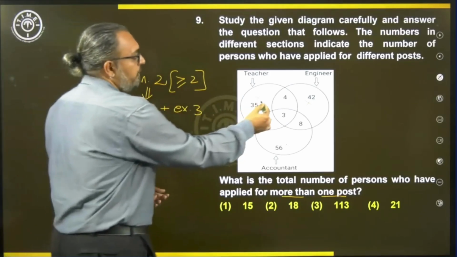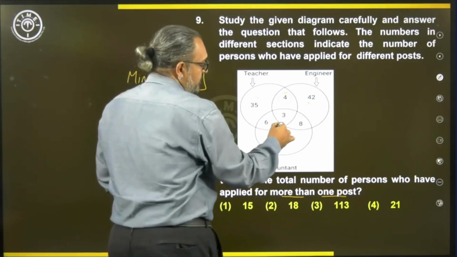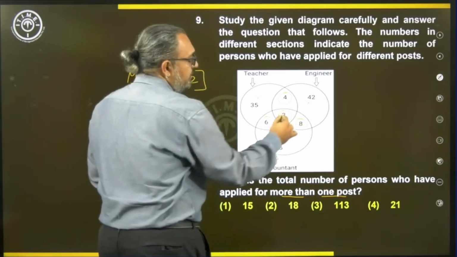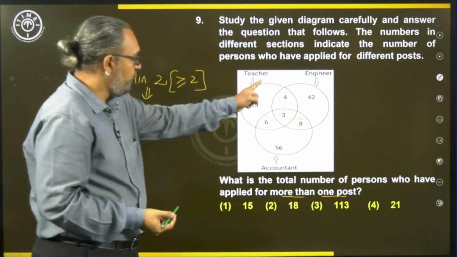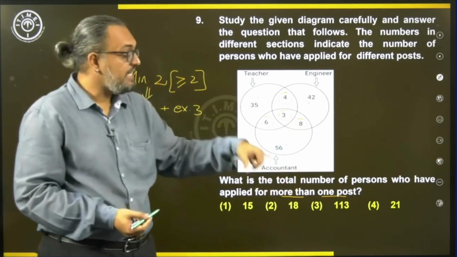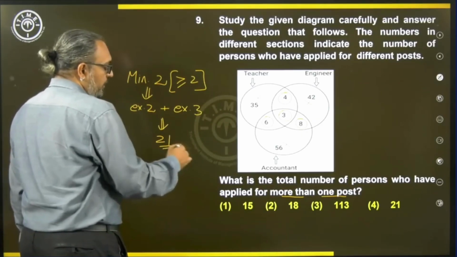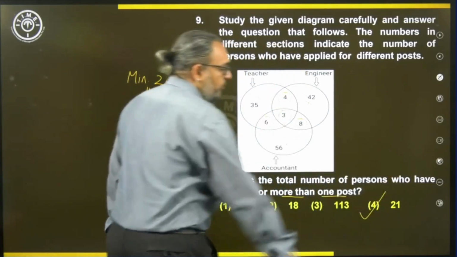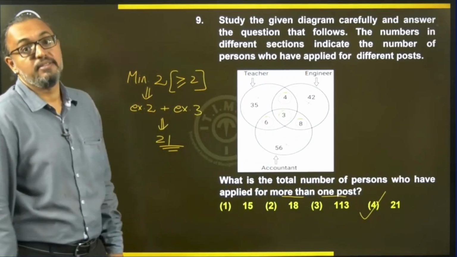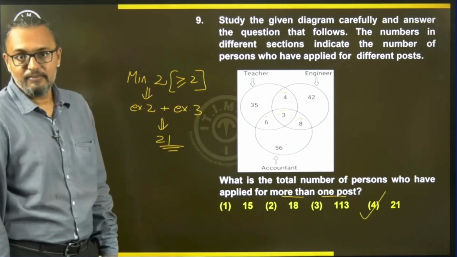So what are all the numbers? We have 4, 6, 8 and 3. You add them. 4 plus 6, 10, 10 plus 8, 18, 18 plus 3, you are going to get 21. And that's available in 4th option. And that's how we answer this.